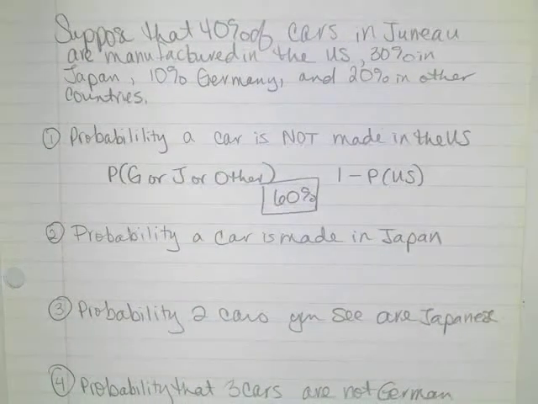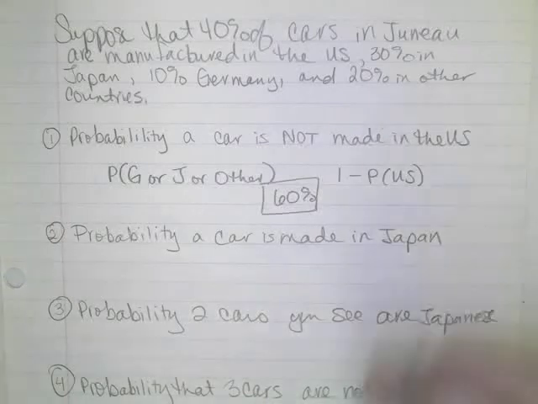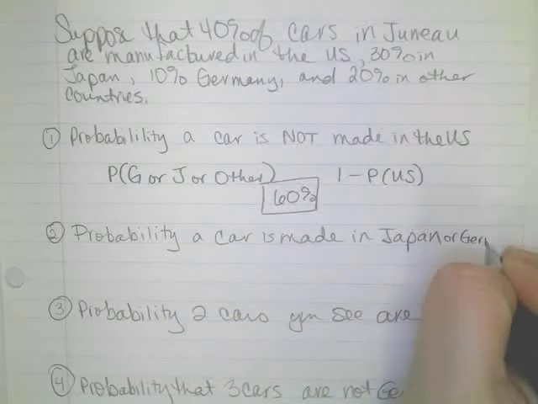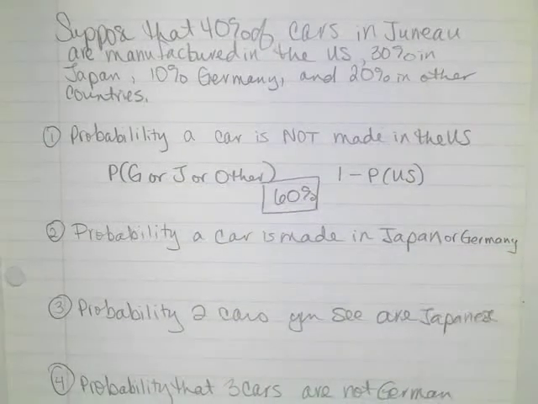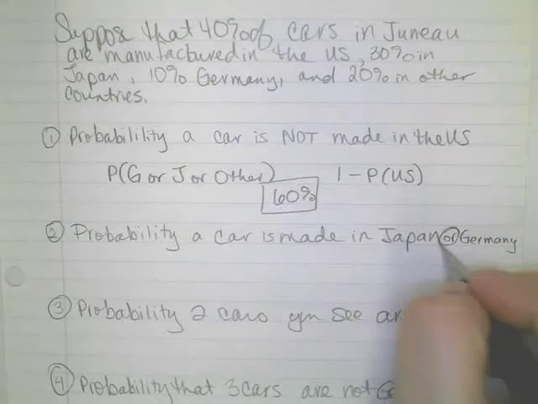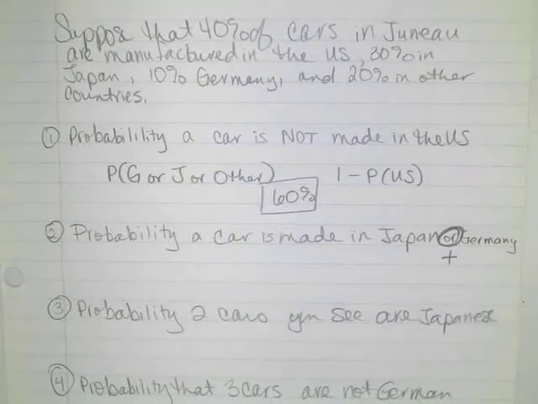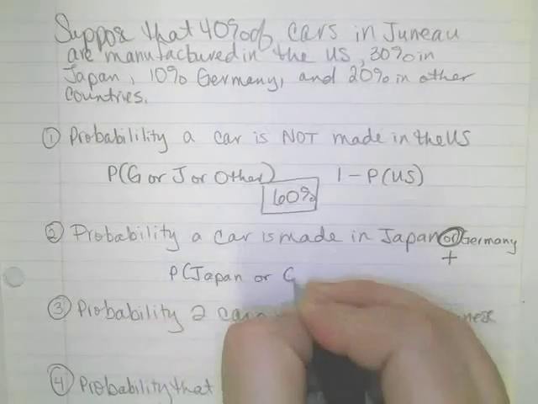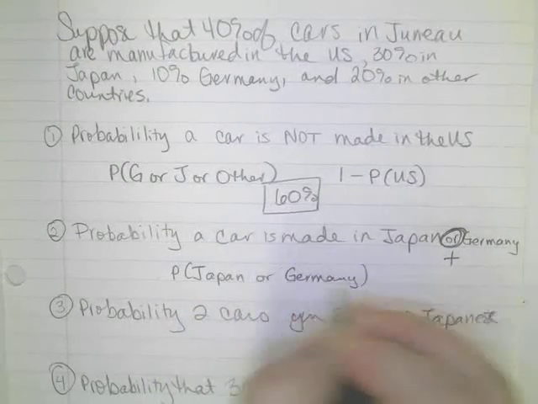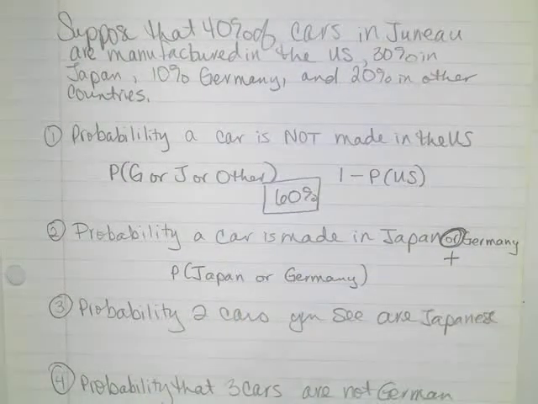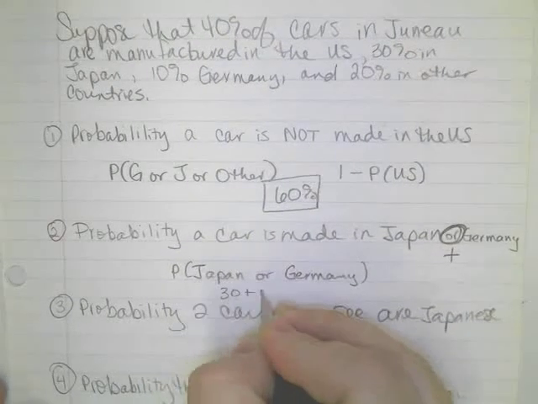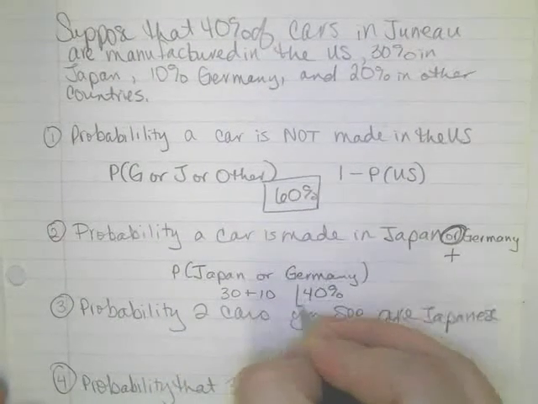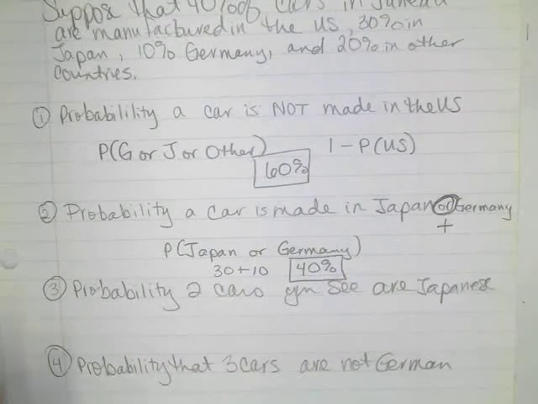Okay, so what is the probability of cars made in Japan or Germany? I forgot to write that. So it's one or the other. And when you see this big word or, remember or means to add. I'm looking at one car and it's either made in Japan or Germany. So it's the probability of Japan or Germany, which is going to add. And so it's going to be 30 plus 10, which is 40%. So if I look at a car, 40% of them are made in one or the other.